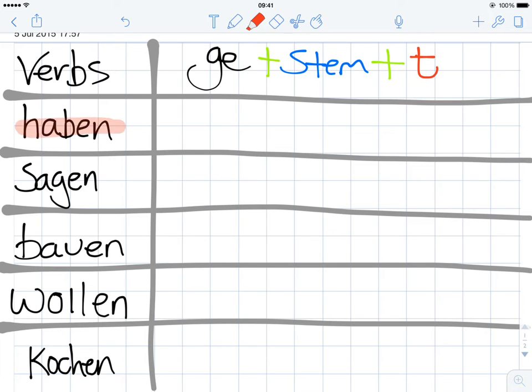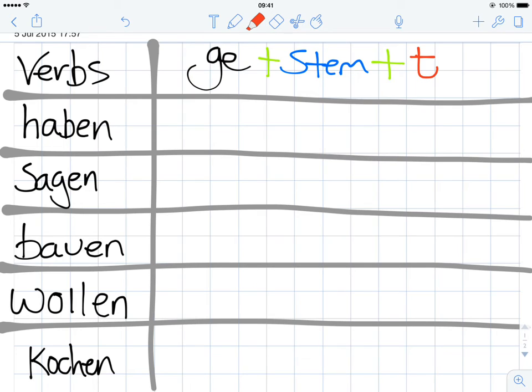Now over here, as I said, I have my infinitives. But what I want to do first is break those down a little bit more, because I'm going to need to take a certain part of them for this formula I have up the top here: ge plus stem plus t. Well, how do I figure out what my stem actually is? That's going to be my first issue.